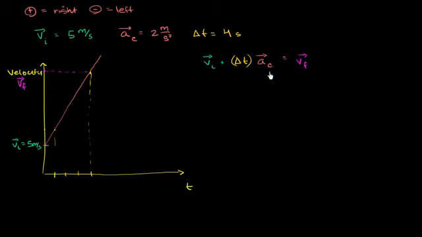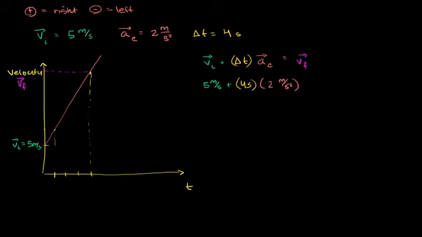And just to make it clear with the numbers, these numbers really could be anything. I'm just picking these to make it concrete in your mind. You have 5 meters per second plus 4 seconds times our acceleration of 2 meters per second squared.